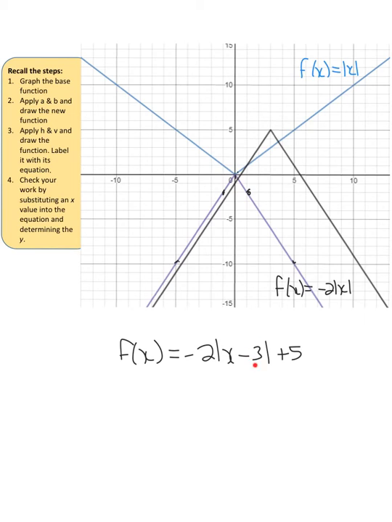So now in step 3, we are going to apply the h and v values. So here h is 3, so we're going 3 units to the right. v is 5, so we're going 5 units up. So we'll take that origin, and we'll go 1, 2, 3 to the right, and then 1, 2, 3, 4, 5 up. So that's our new point. Then we'll take this point (1, -2), and go 1, 2, 3 to the right, and 1, 2, 3, 4, 5 up. So we have that new point. We will take that point (-1, -2), move 1, 2, 3 to the right, 1, 2, 3, 4, 5 up. So we get this point.